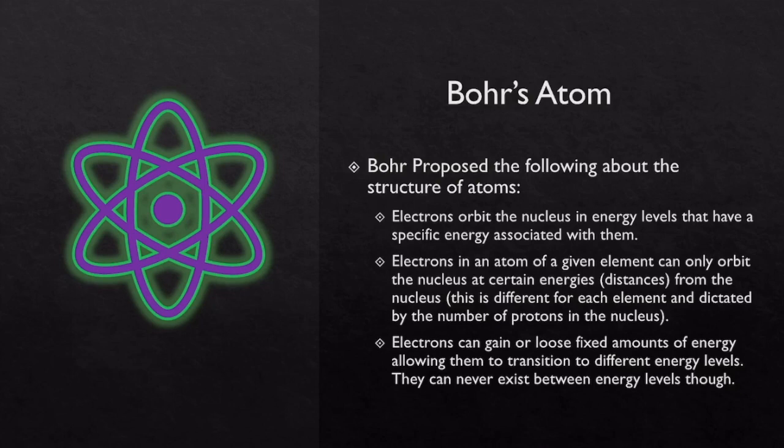from the nucleus. And then Bohr proposed that electrons can gain or lose fixed amounts of energy, which allows them to transfer from one energy level to another, and that these electrons cannot exist between energy levels. So they're either in one energy level or the next energy level, but they're never ever in between.